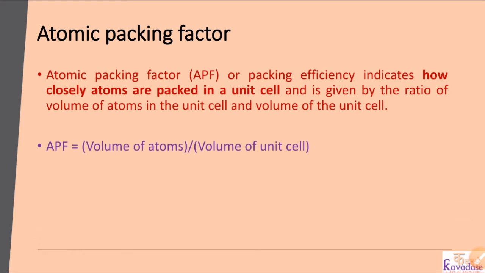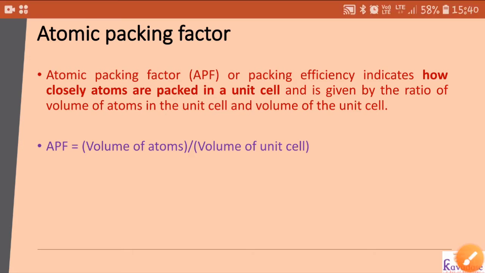Atomic packing factor, or packing efficiency, indicates how closely atoms are packed in a unit cell, and it is given by the ratio of the volume of atoms in a unit cell to the volume of the unit cell. The formula for APF is volume of atoms divided by volume of unit cell.